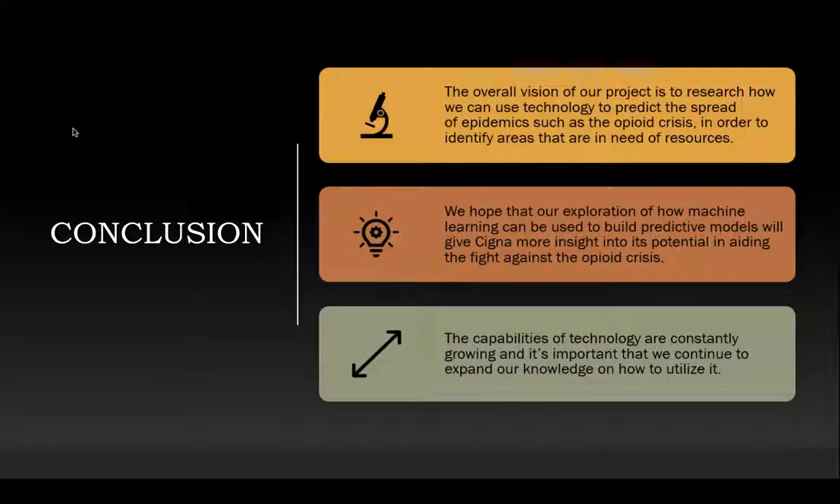So now to wrap things up. The overall vision of our project is to research how we can use technology to predict the spread of epidemics, such as the opioid crisis, in order to identify areas that are in need of resources. We hope that our exploration of how machine learning can be used to build predictive models will give Cigna more insight into its potential in aiding the fight against the opioid crisis. The capabilities of technology are constantly growing, and it's important that we continue to expand our knowledge on how to utilize it.